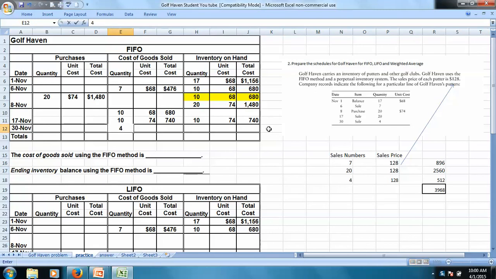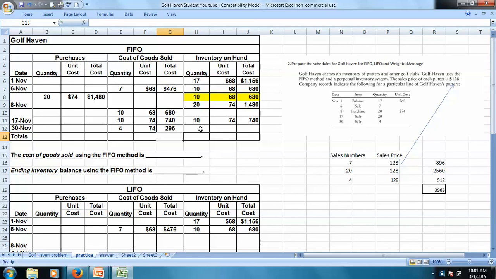Now on the 30th, we made one more sale, 4 more putters. Which 4 putters? Well, these are the only putters left. We've got to take it out of this layer of inventory. 4 putters at $74 is equal to 4 times 74. That's the total cost of the sale of those 4 putters, our cost, not what we sold them for. We sold them for $128, but it cost us $74 each, $296.